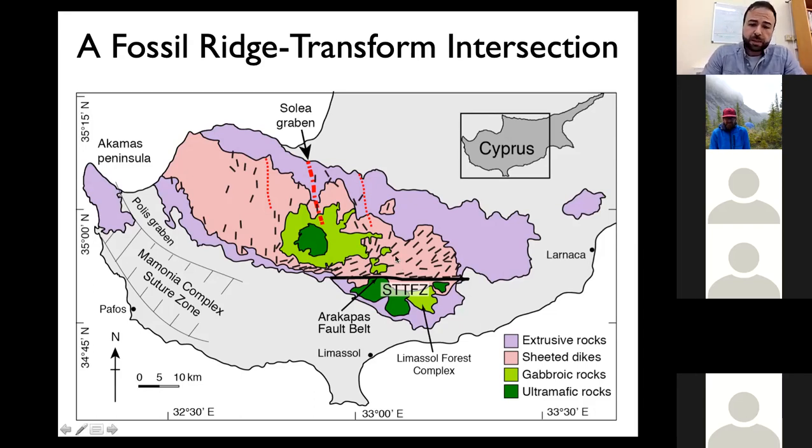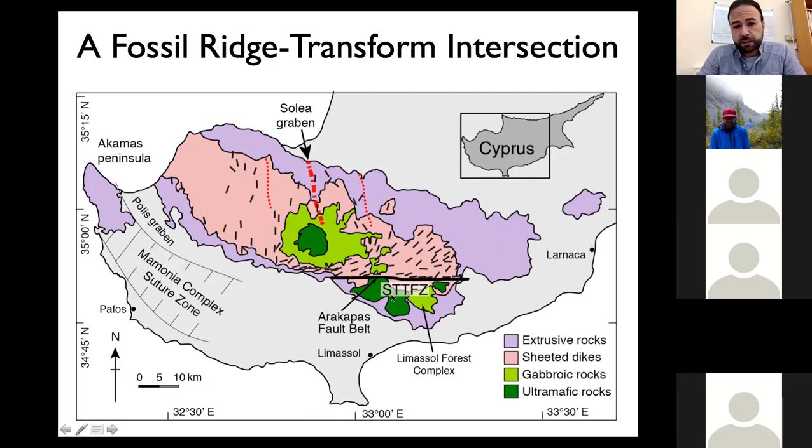So the Troodos ophiolite in Cyprus is a very unique ophiolite because it's well preserved, but also because it conserves a fossil spreading axis, which is the Solea graben here in the middle of the island of the ophiolite, but also a fossil transform fault, which is the Southern Troodos Transform Fault Zone. Very long name. This black line is the transform.